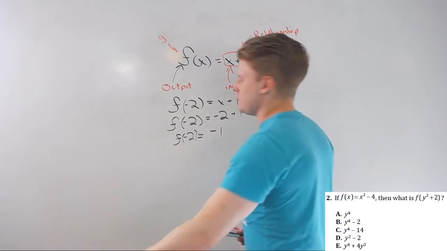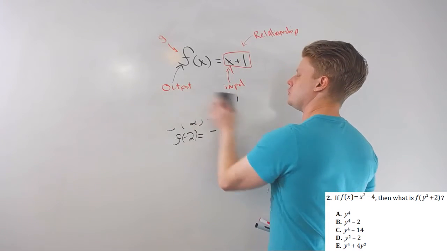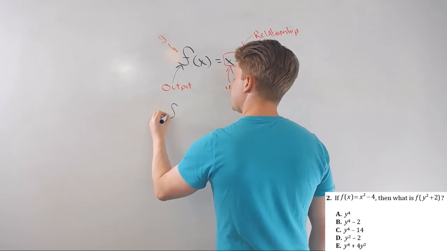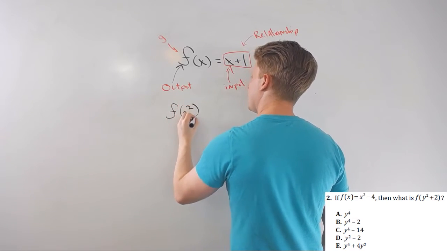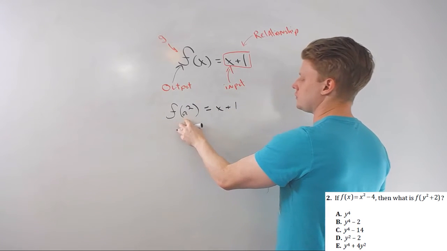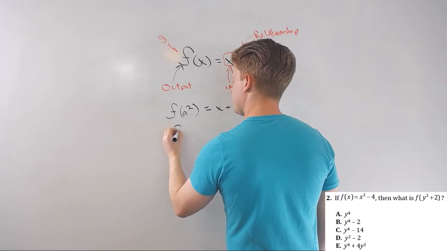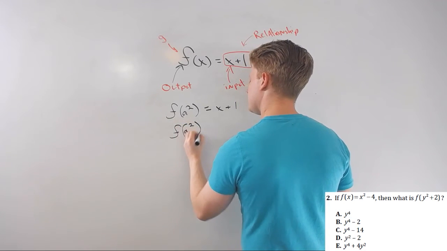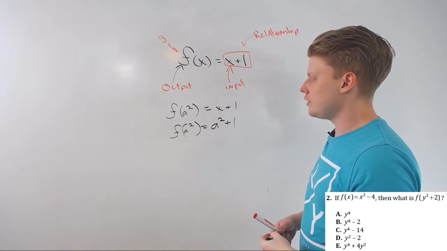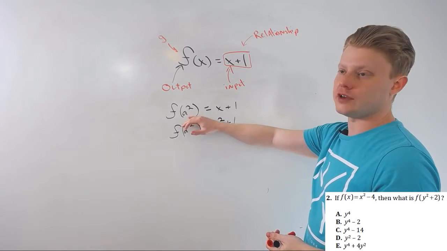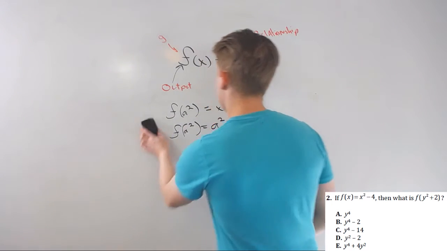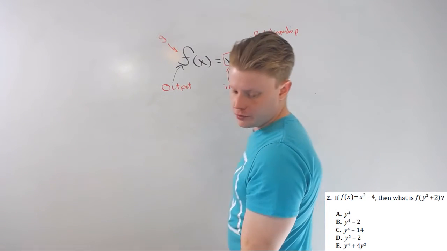But it doesn't have to be a numeric thing. Sometimes I'll substitute in other variables, and that's what people typically find trickier. So let's say it's f of a squared, right? x plus 1. Well, whatever's in these parentheses goes in for x. f of a squared is equal to a squared plus 1. And that's all I can do on that one. So the output when x is a squared is y is a squared plus 1. That's it.